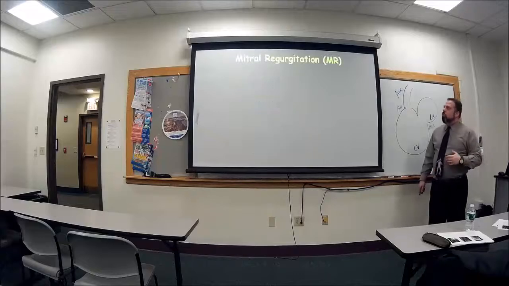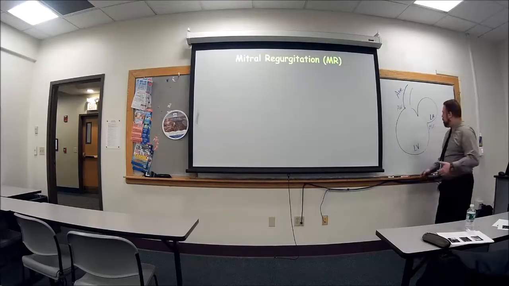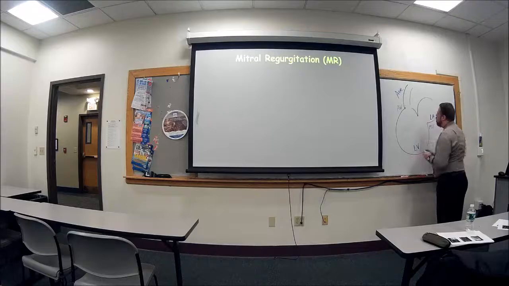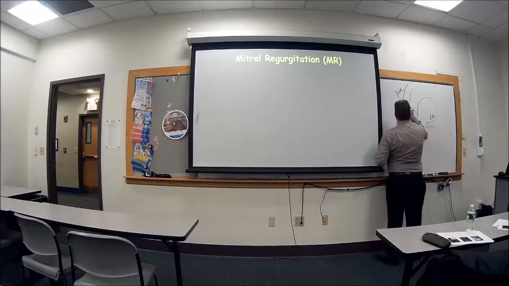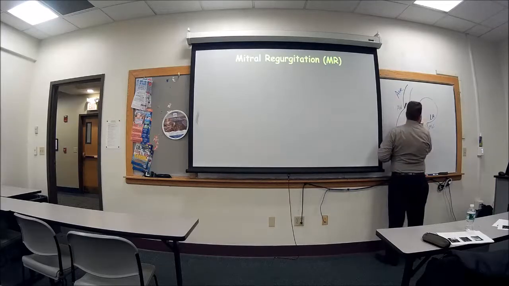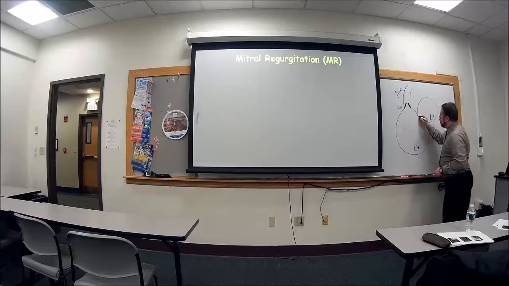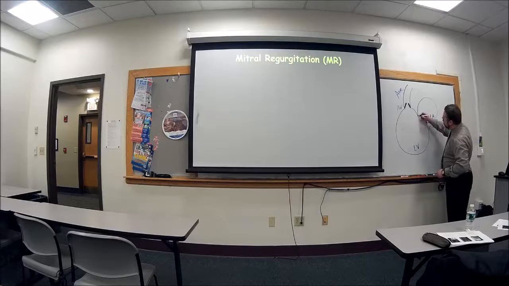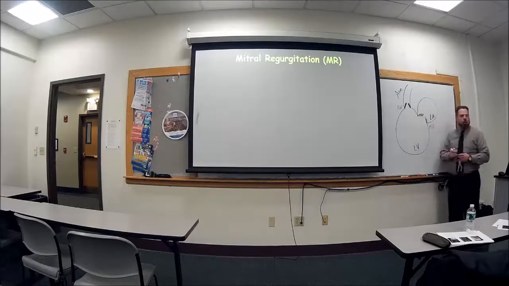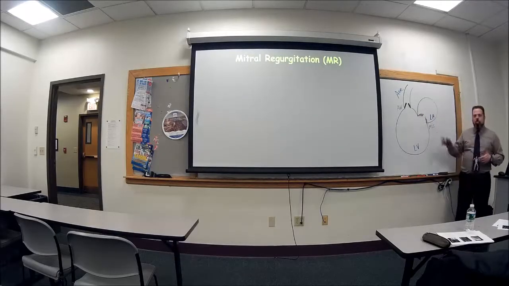Now we'll do mitral regurg. In a case like this, what we're dealing with is this is normal, so the aortic valve will be normal. But the mitral valve is going to kind of be like that. It's floppy, and it goes backwards.